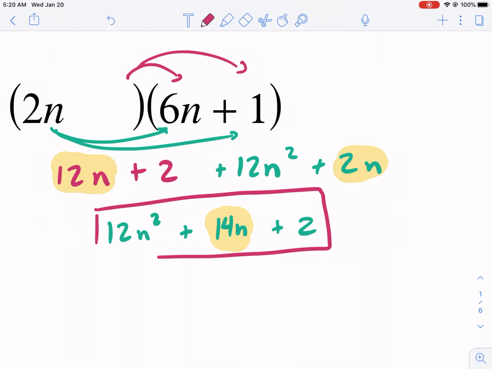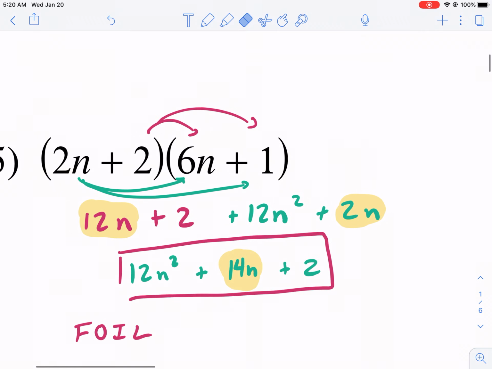So that's essentially how you multiply two binomials. A lot of people will talk about FOIL, how you do first, outside, inside, last. And that's all great and everything. I don't have a problem with that, so to speak. But I really prefer just drawing, showing two distributions.